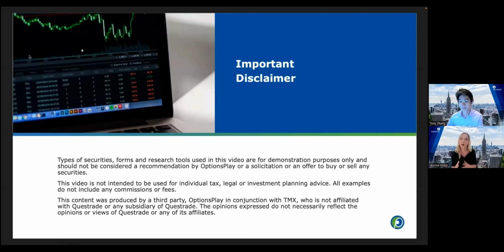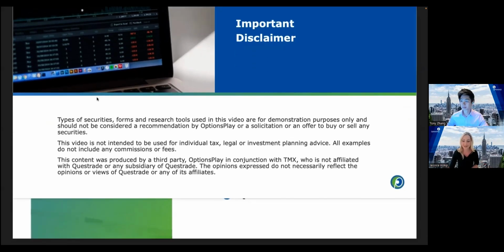Before we get started, it's important to share an important disclaimer. There are a lot of examples in here. They're for informational and educational purposes only. They are not any tax advice or legal advice. They're purely for educational purposes, so absolutely do your own research as well. This content is produced by a third party, OptionsPlay, in tandem with TMX and Questrade. So know that we're not affiliated with either of those two, and that content is something that's been created by us, and those are separate. Those are the things that we need you to know before we dive in.